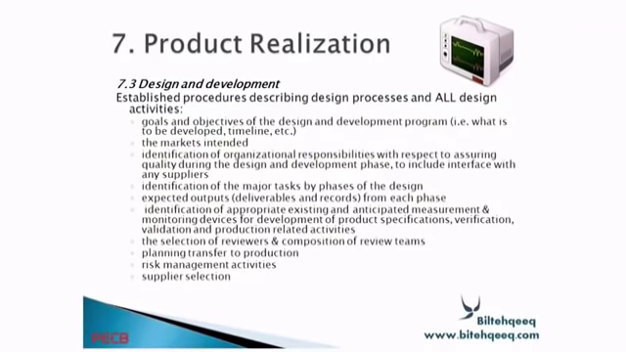And 7.3 is related to design and development, which states established procedures describe design process and all design activities, goals and objectives of the design and development program, what is to be developed, and timeline. The market's intended use, identification of organization's responsibility with respect to ensuring quality during the design and development phase, to include interface with any suppliers. Identification of the major tasks by phase of the design, expected outputs, deliverables, and records from each phase. Identification of appropriate existing and anticipated measurements and validation and production related activities. The selection of the reviewers and composition of review team. Planning transfer to production, risk management activities, supplier selection.